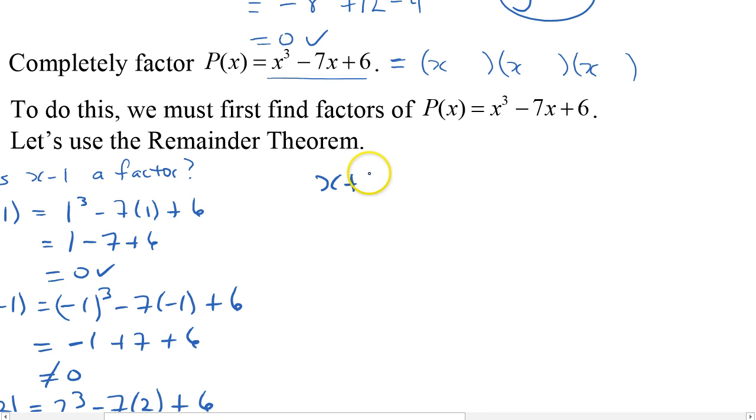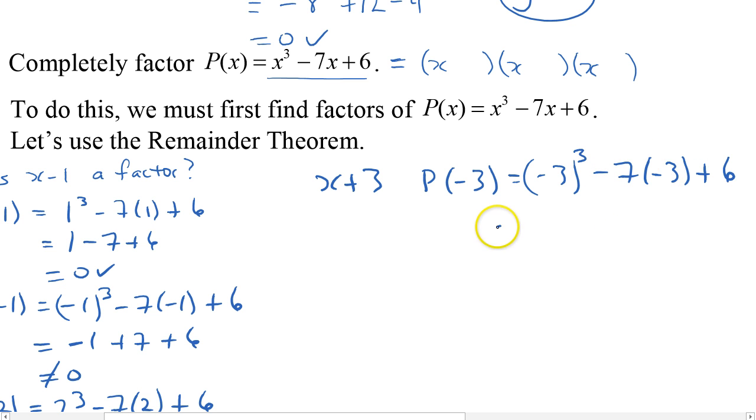I'll try the x plus 3. So I get P of minus 3. I plug in the minus 3. I get negative 3 cubed minus 7 times negative 3 plus 6. So I'll get a negative 27 plus 21 plus 6. Hey, check it out. That works out to 0.